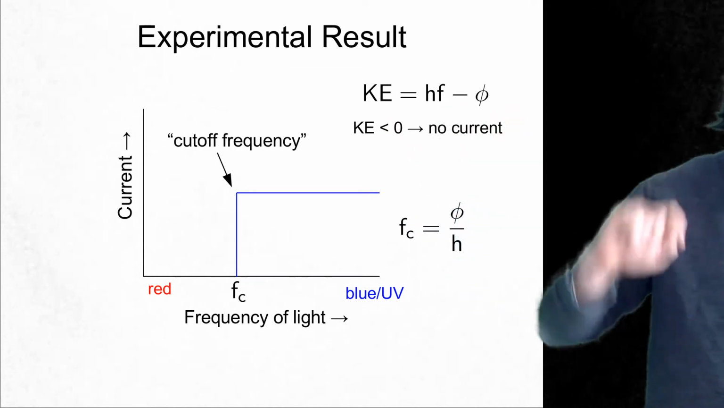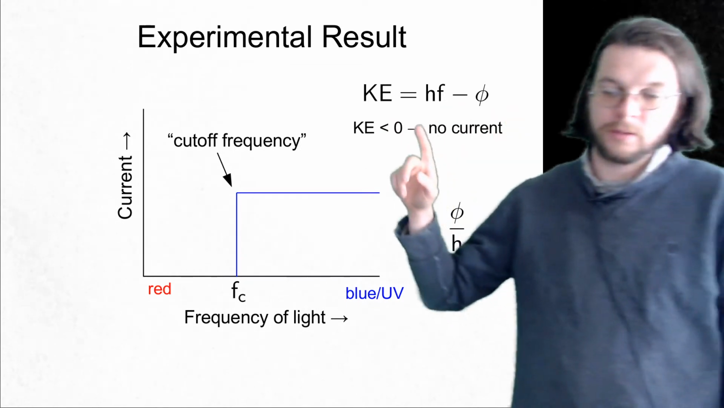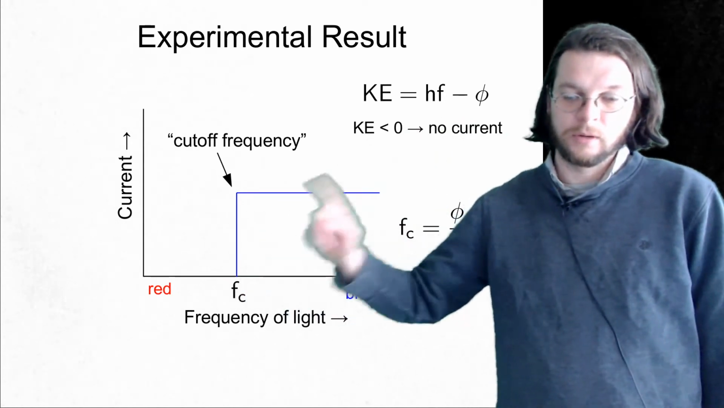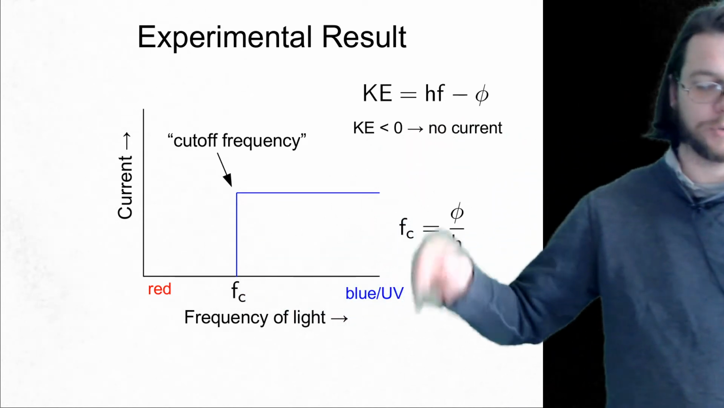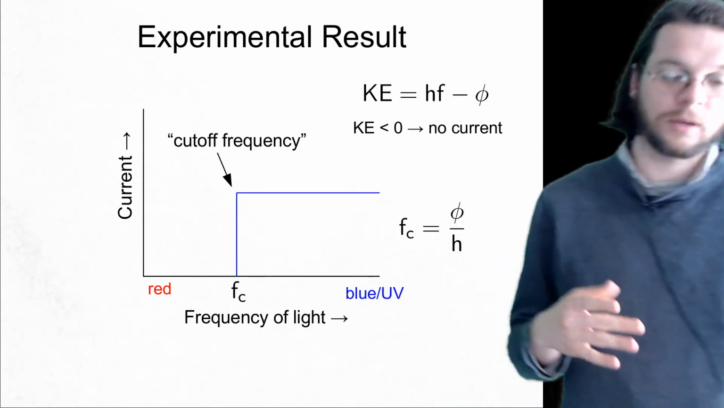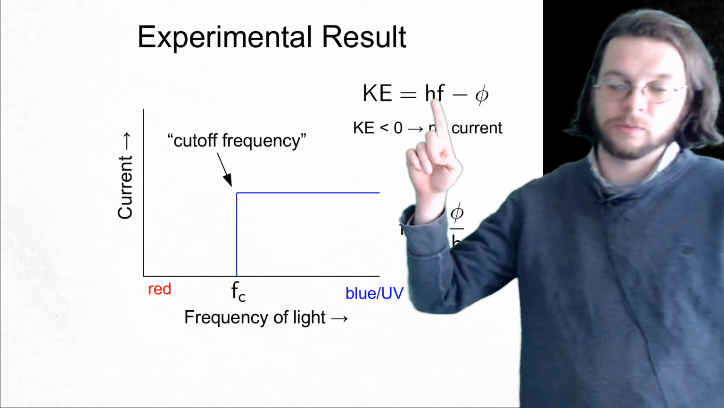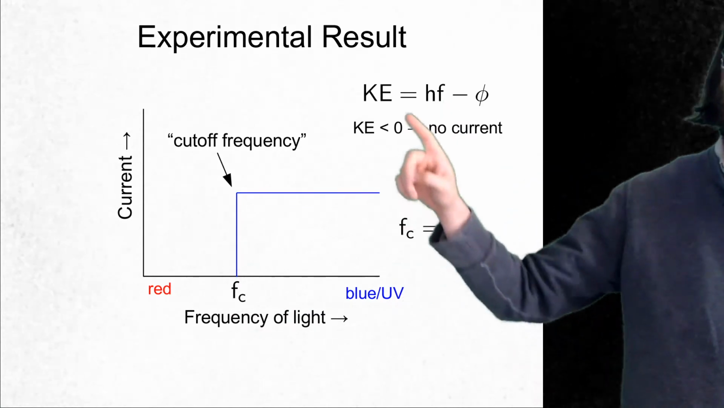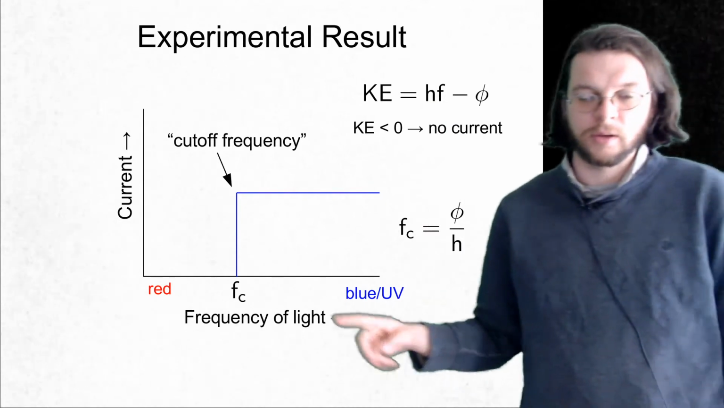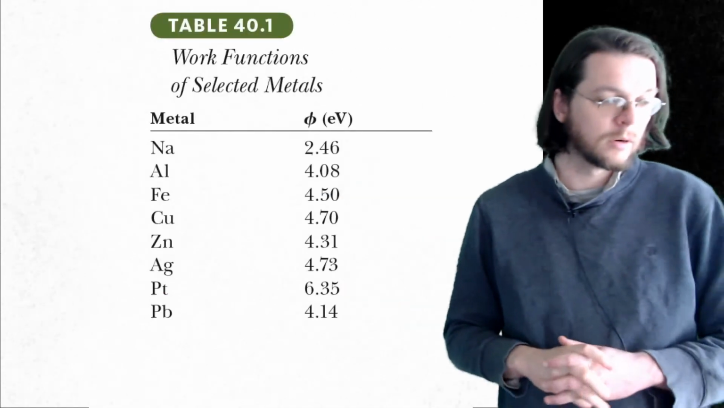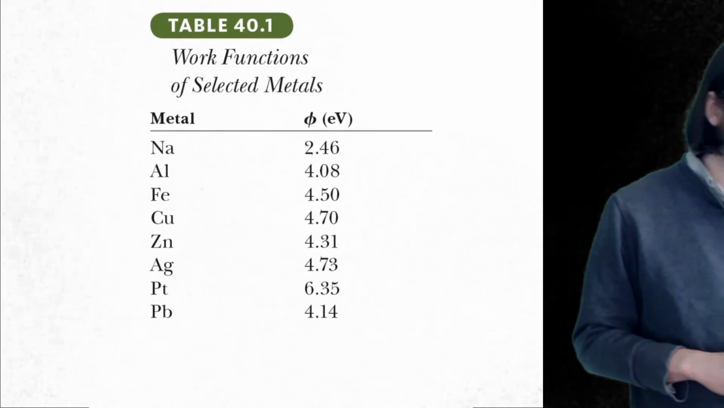some constant times the frequency of the light minus this work function. And so what happens is that if the frequency is below this cutoff, then the kinetic energy that the electron would get would be negative, which doesn't make any sense. So the electrons will just sit there. But if the frequency is high enough, then the kinetic energy is positive, and you do get a current. So these are the work functions for the different metals there.